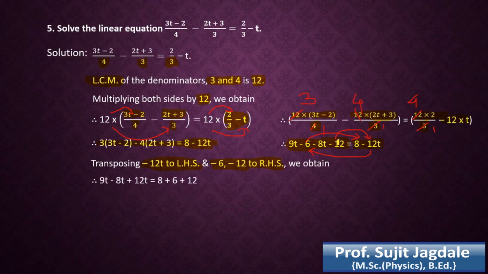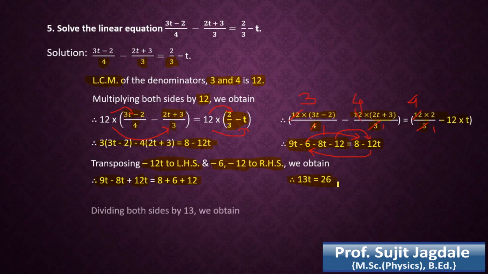9t is going to remain as it is, then minus 8t, it is also as it is, plus 12t, which equals 8 plus 6 plus 12. And here 9 minus 8 is going to be 1, 1 plus 12 is going to be 13. So therefore 13t equals 8 plus 6 is 14, 14 plus 12 is 26. So therefore I am getting 13t equals 26.